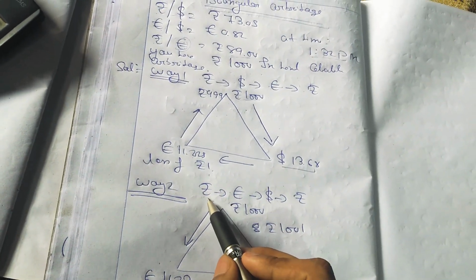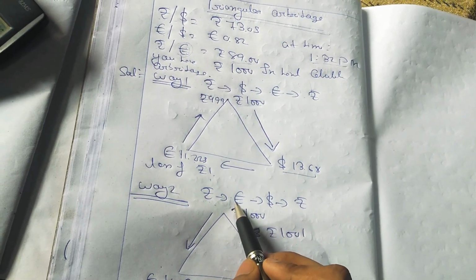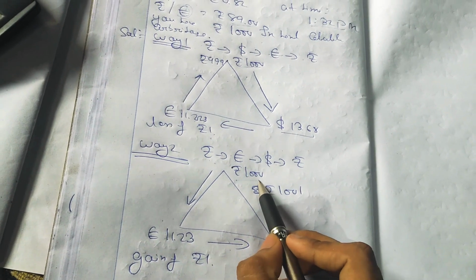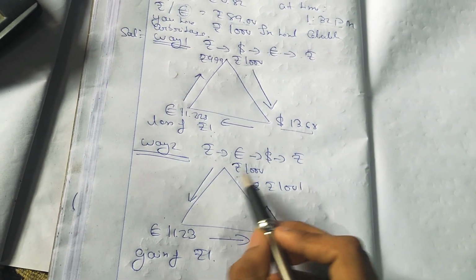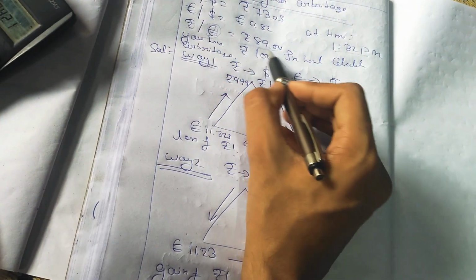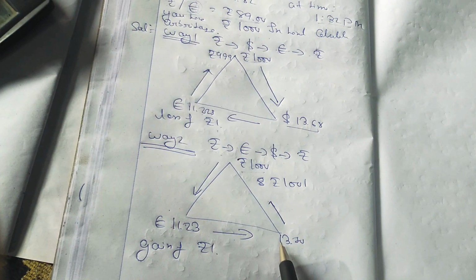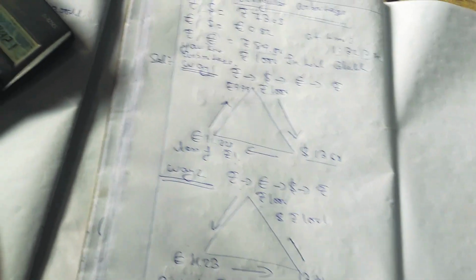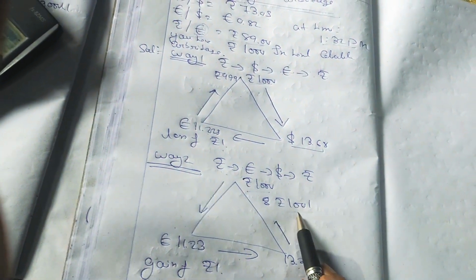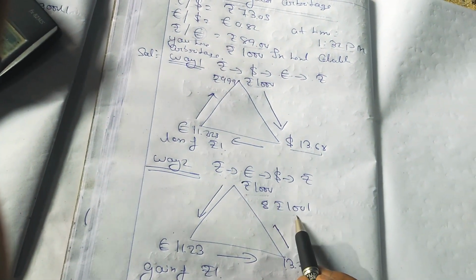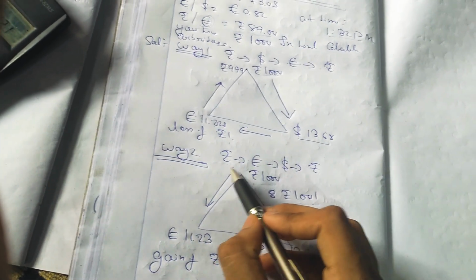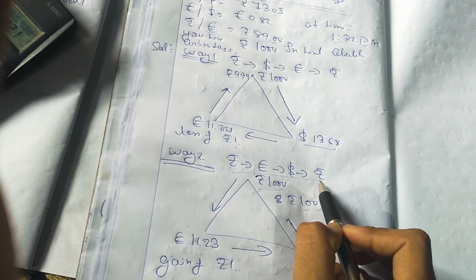So if we choose this direction, rupee to euro to dollar to rupee, there is a gain. We start initially with 1000 rupees. We convert it into euro using this exchange rate. We then convert it into dollars, which is 13.70, and then multiplying 13.70 by this, we get 1001. So we initially invest 1000, we get 1001. So there is a gain of 1 rupee. So this is the way the arbitrager will follow.